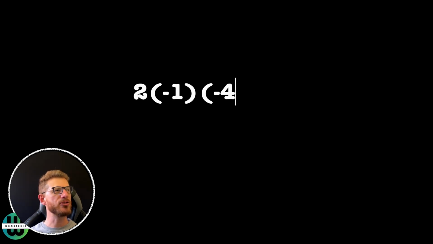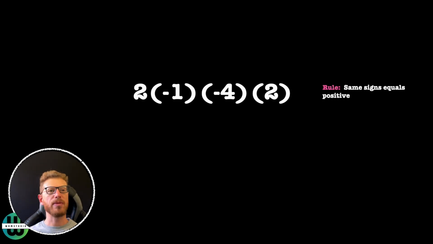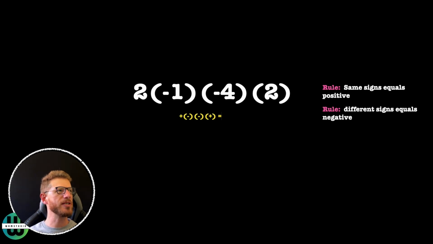Let's have a look at 2 times negative 1 times negative 4 times 2. Well, the 2 is not inside of the brackets, but we're still going to use the same rule. I'm going to keep my rules in mind. Same signs, positive, different signs, negative. And now I'm going to work with my signs. I've got a positive outside of the brackets, then I've got a negative, negative, and a positive number. Now I'm going to work from left to right.